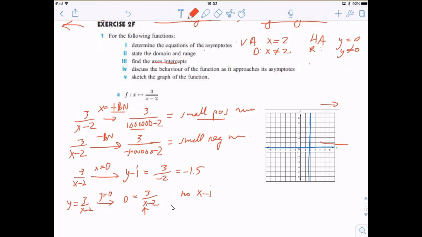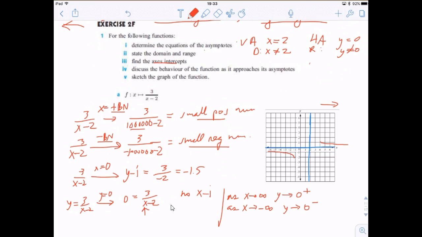So we would say as x approaches positive infinity, y approaches 0 from the top. What about when x approaches negative infinity? When x approaches negative infinity, a negative big number, we get a small negative number. So we know that when we go to the left, we're going from the bottom. We're approaching a small negative number. So as x approaches negative infinity, y approaches 0 from the bottom.